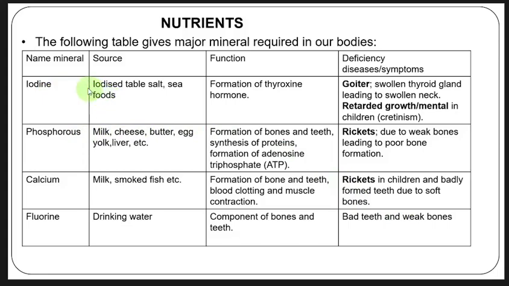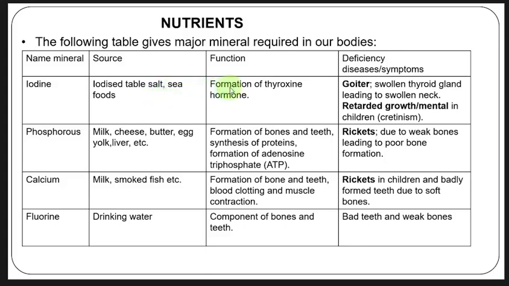So iodine, its source is iodized table salt, also seafoods. All right, so what is iodized table salt? Iodized table salt is the salt that we put on our relish, the one that we buy in ShopRite supermarkets. That salt contains iodine, and hence it is called iodized table salt. So that's where we find the iodine, and also in seafoods.